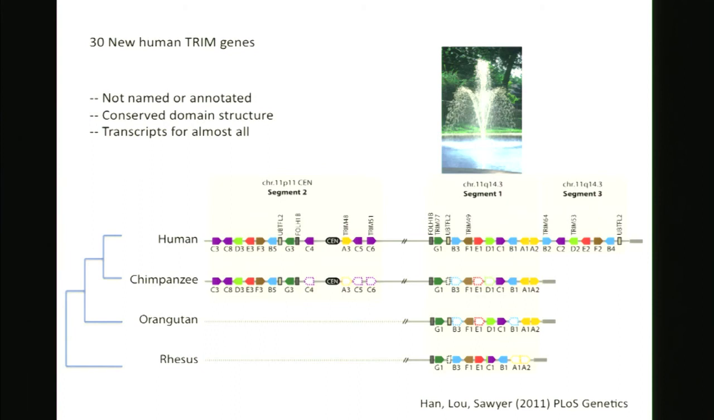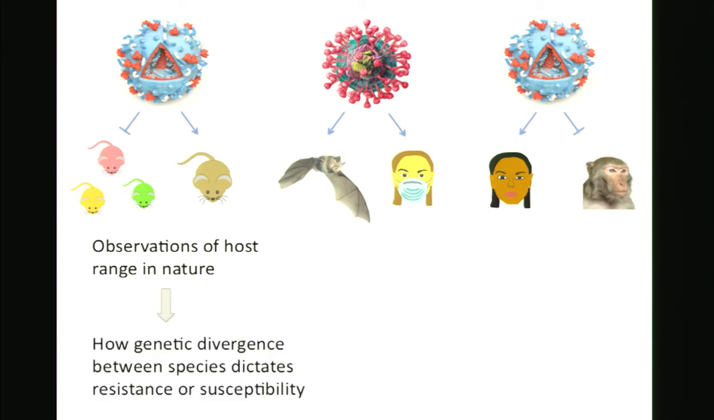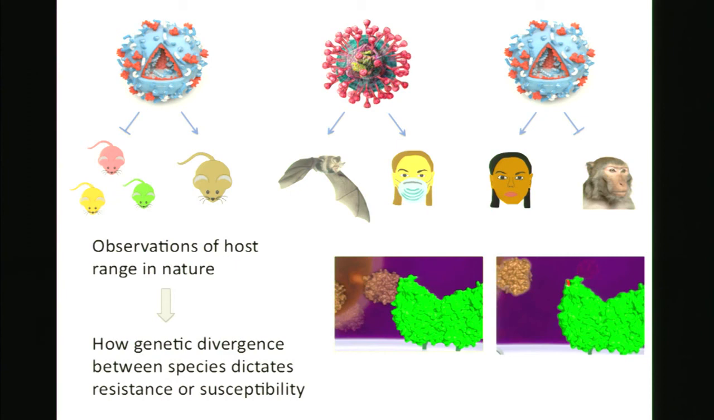So I wanted to show you this because this is a really different paradigm for species tropism. What if just the dosage of these genes in human compared to rhesus macaque might create a barrier for the transmission of viruses between these species? So we don't know if that's true yet. Okay, just to summarize, we started with observations of host range in nature, and we've determined how genetic divergence between species dictates resistance or susceptibility. And in all 3 of these cases, we've been able to do that to the amino acid resolution.